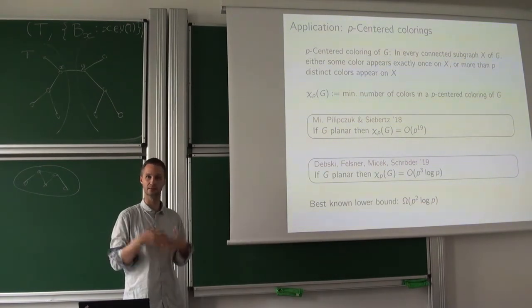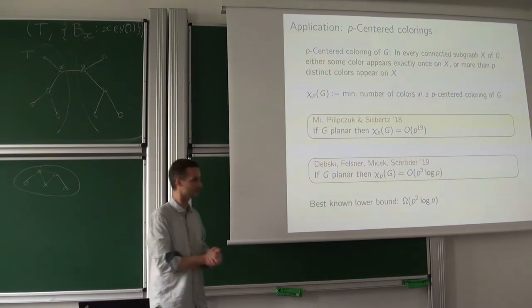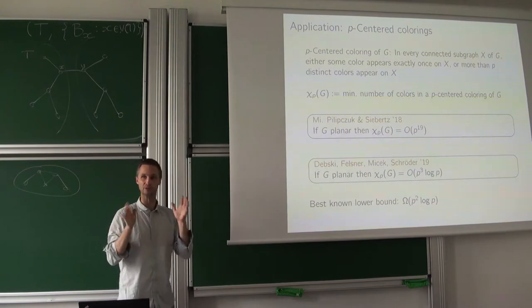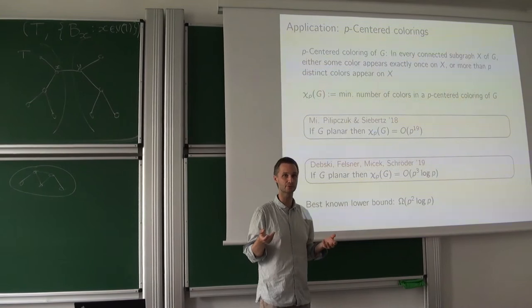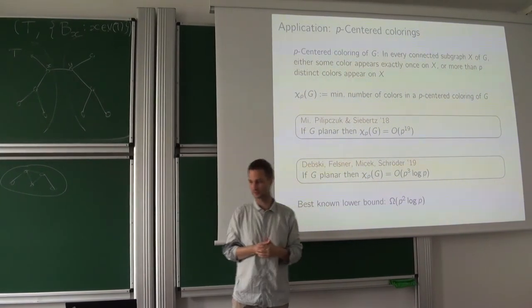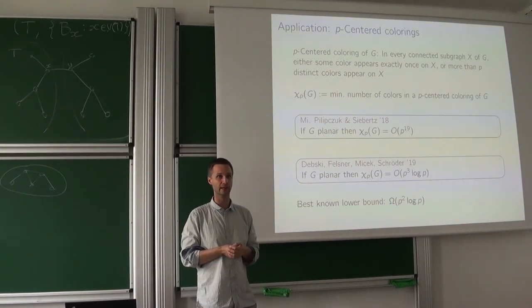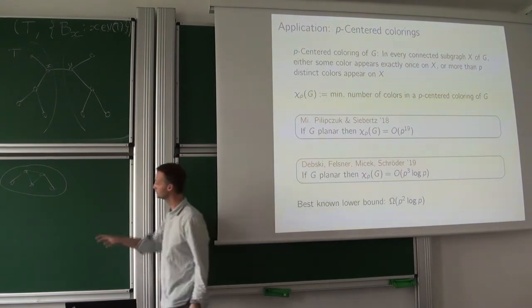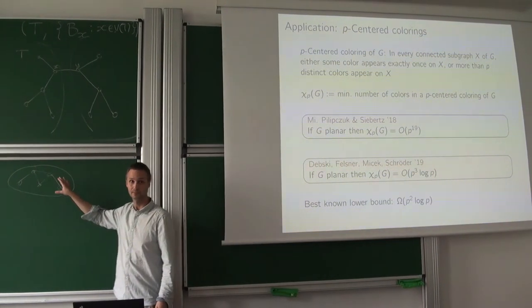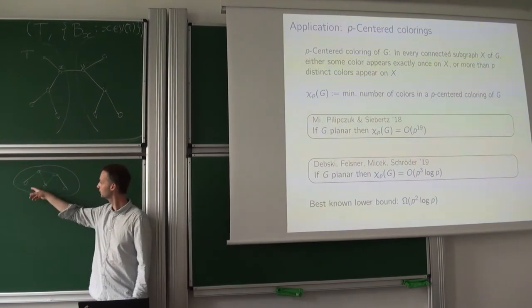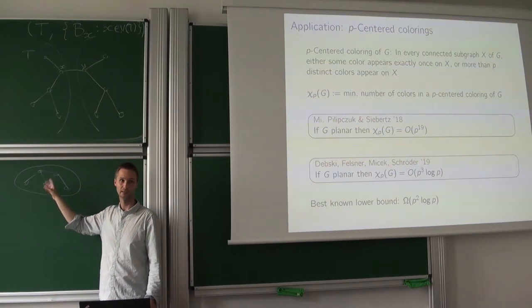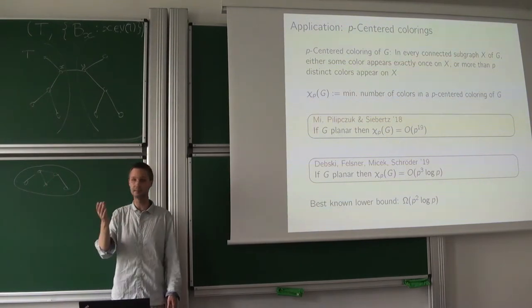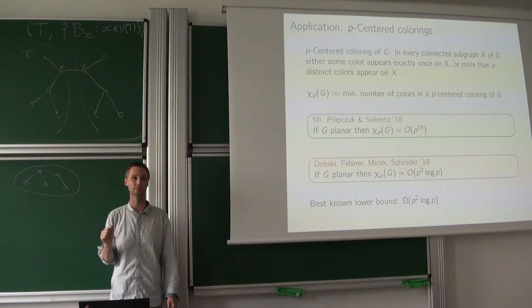That's really the idea behind these invariants, and this can be used in various applications. Okay, so now let's look at the definition, now that we know what the motivation is. So p-centered coloring is again a vertex coloring of your graph, but now you have a parameter p, which is some positive integer, and the condition is that whenever you look at the connected subgraph of your graph, either you see a color that is used exactly once for the vertices in your connected subgraph, like before, or if that's not the case, then you should see a lot of colors, more than p.